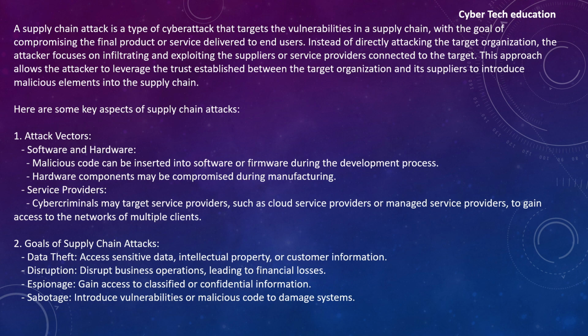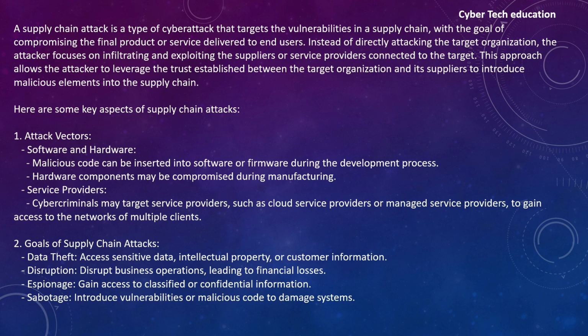Here are some key aspects of supply chain attacks, and one is attack vectors. So what are these attack vectors? Malicious code can be inserted into software or even firmware during the development process. Hardware components may be compromised during manufacturing. Service providers also come under that, and cyber criminals may target service providers such as cloud service providers, or managed service providers, to gain access to the networks, or even multiple clients.